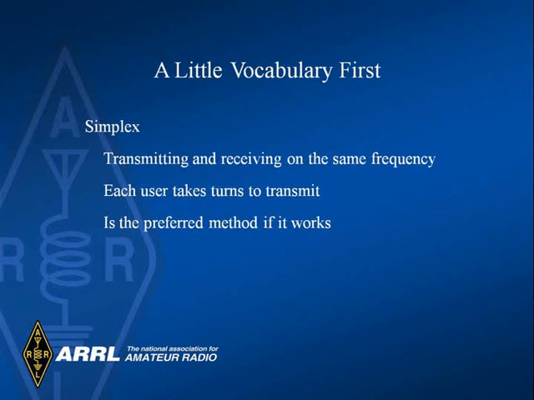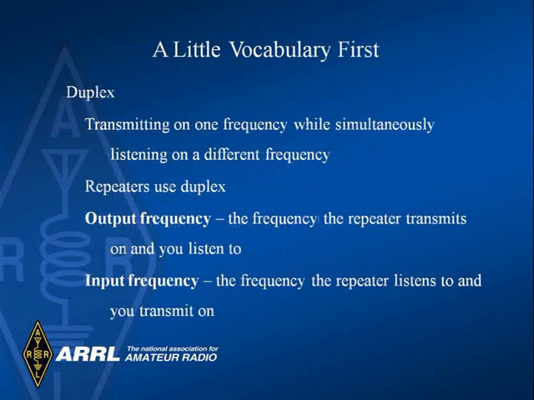The term simplex means transmitting and receiving on the same frequency. Each user takes turns to transmit. It is the preferred method if it works. The term duplex means transmitting on one frequency while simultaneously listening on a different frequency. Repeaters use duplex. The output frequency is the frequency the repeater transmits on and that you listen to. The input frequency is the frequency the repeater listens to and that you transmit on.